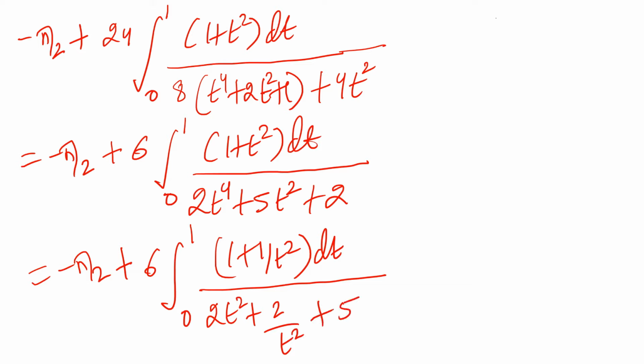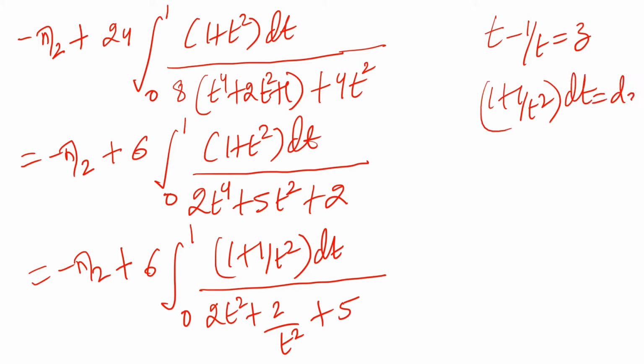Now what we need to do is we have to put t minus 1 by t as z. That means 1 plus 1 upon t square dt will become dz. Fine. So our integral becomes minus pi by 2 plus 6 times. Now automatically limits will also change. So when t was 0, the value of z will become 0 minus 1 upon 0, which is minus infinity. And when t is 1, it will become 0. Fine.